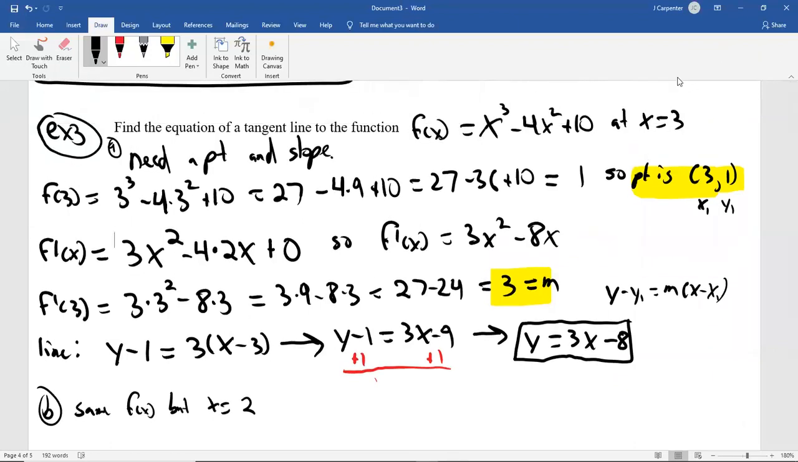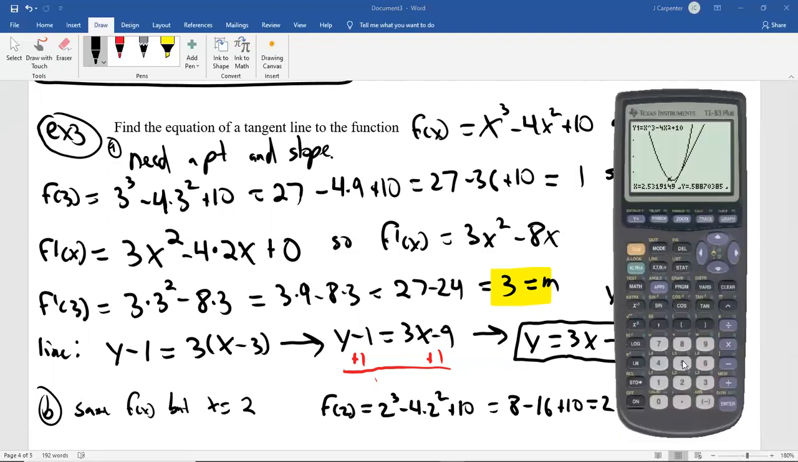So our function is still x cubed minus 4x squared plus 10. Our derivative is still 3x squared minus 8x, but now we're plugging in x equals 2. So f of 2, to get our point, would be 2 cubed minus 4 times 2 squared plus 10, which is 8 minus 2 squared is 4, 4 times 4 is 16, plus 10. 8 minus 16 is -8, -8 plus 10 is 2. So our point is 2 comma 2. We can confirm that with the calculator. I just type 2 and hit enter. Yep, there we go, height of 2.